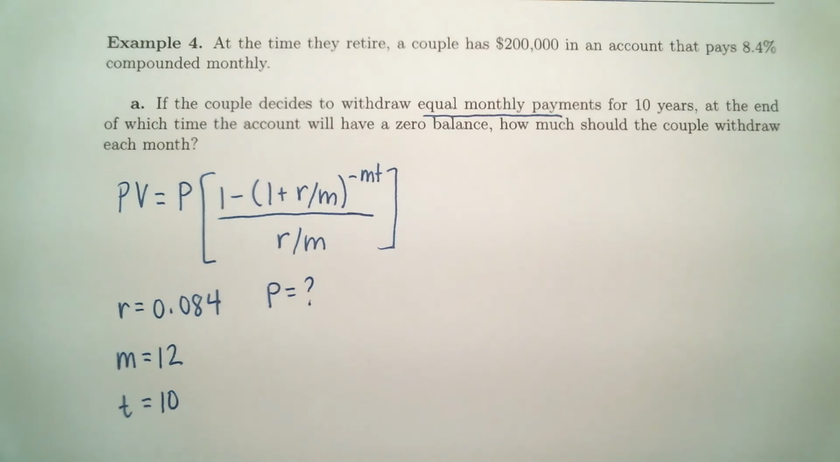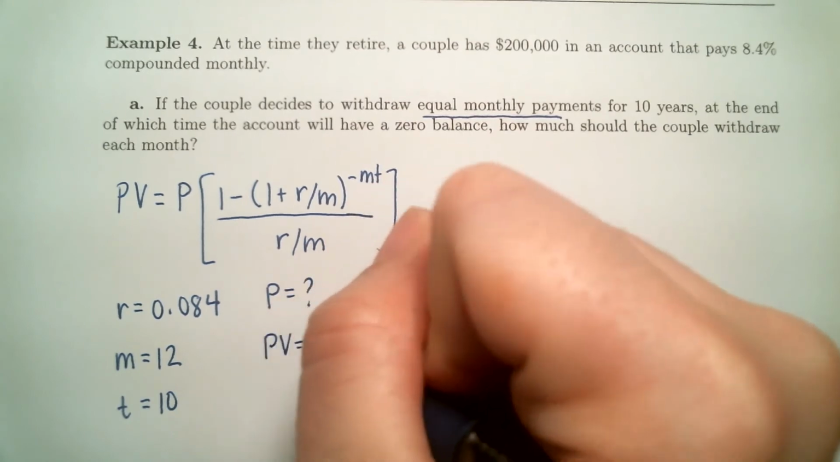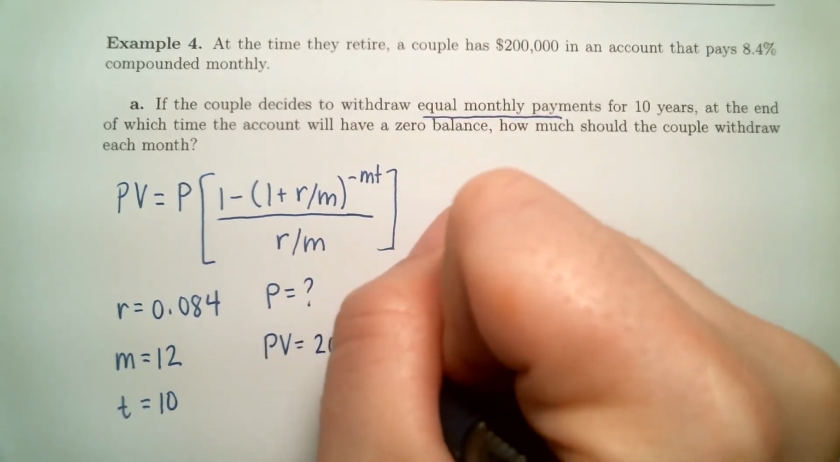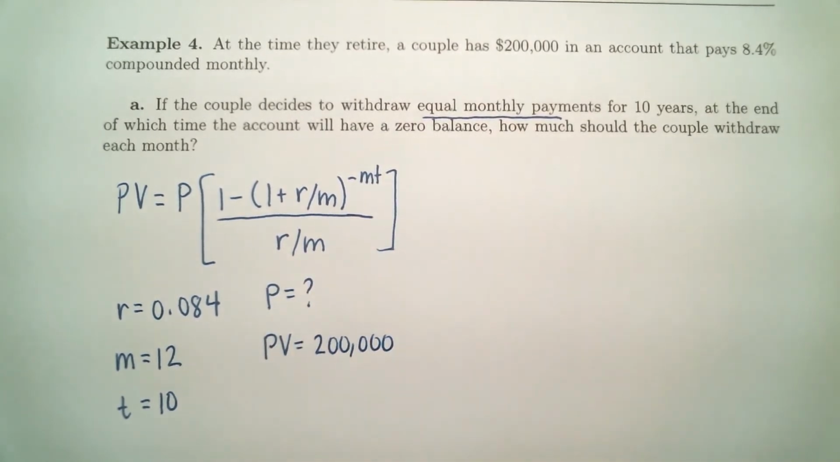Present value. How much is the value right now, presently? So right now, at the time of retirement, the couple presently has $200,000. So that $200,000 is your PV here. This is the value of all the variables. So we are solving for P. Let's go ahead and plug everything in.